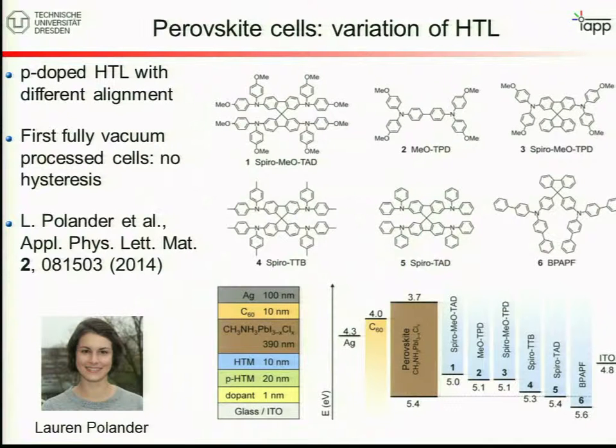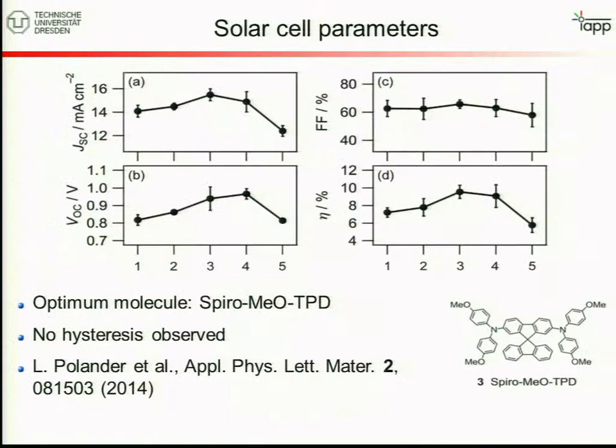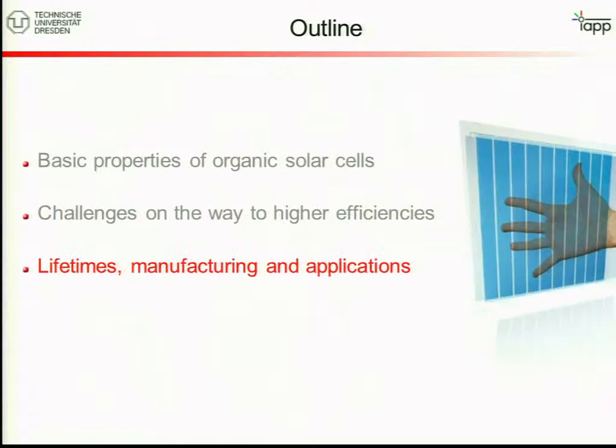We also did some works on these perovskites. It was disappointing for us, working so hard on organics, how quickly we got these perovskites to efficiency. This is work from Lauren Pollander. She did a fully vacuum evaporated cell using different hole transporters, and investigated some optimum materials. The main message was also that in these fully evaporated cells, the hysteresis was gone, so then you can have reliable efficiencies.